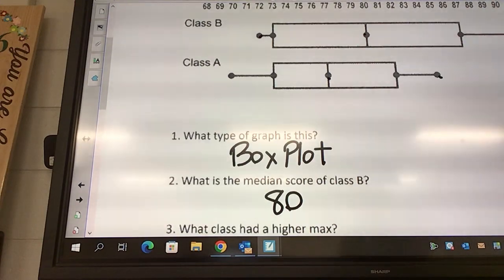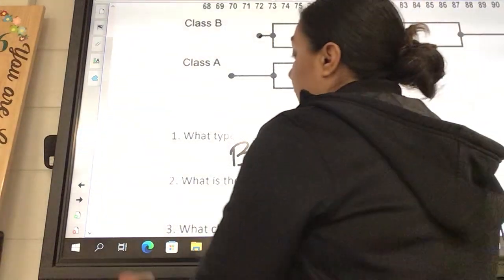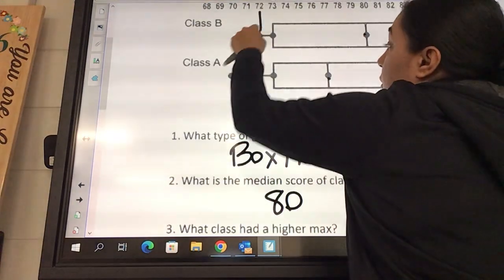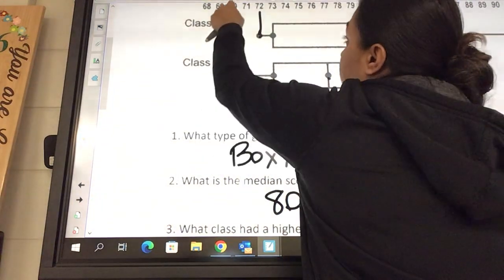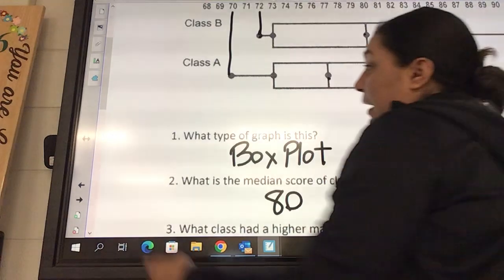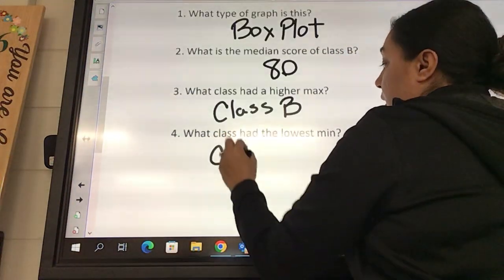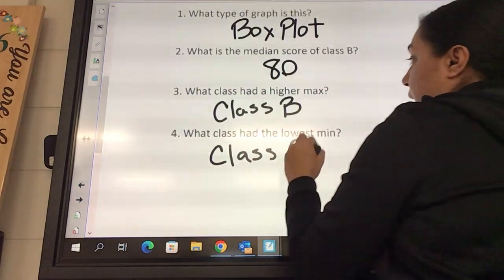Okay, which class had the lowest minimum? So the lowest grade for Class B was a 72. The lowest grade for Class A was a 70. So for Class A, again, someone scored lower. So this is going to be Class A.